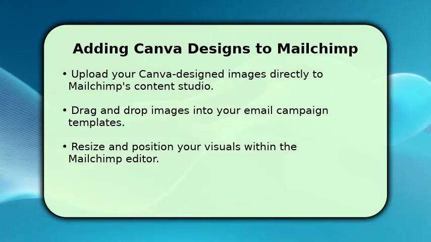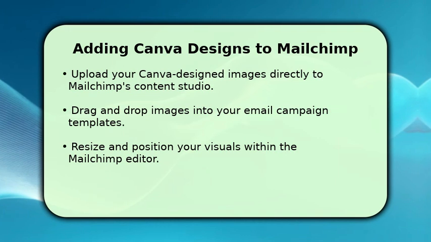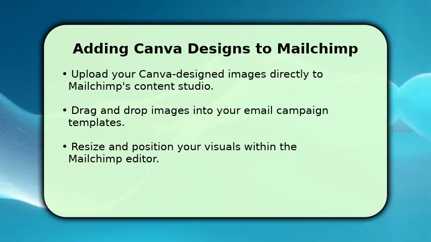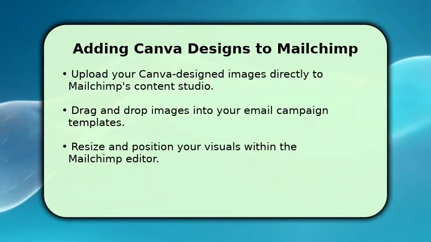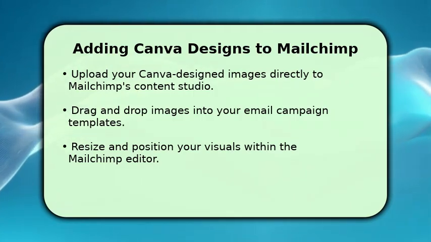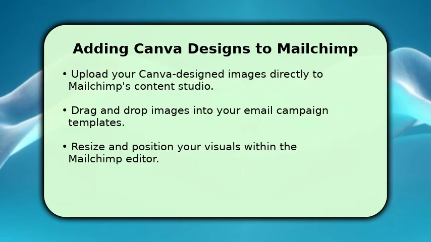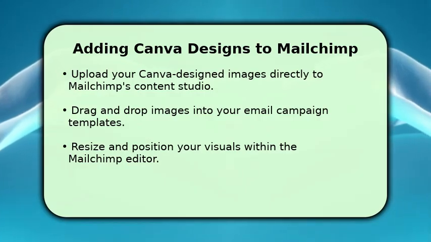Now, let's bring your beautiful Canva designs into Mailchimp. First, upload your exported images to Mailchimp's Content Studio. This acts as your central library for all campaign assets. Then, when building your email, simply drag and drop these images into your chosen template. You can easily resize and adjust their placement within the Mailchimp editor to ensure they look perfect on any device. Don't forget to add descriptive alt text for better accessibility.